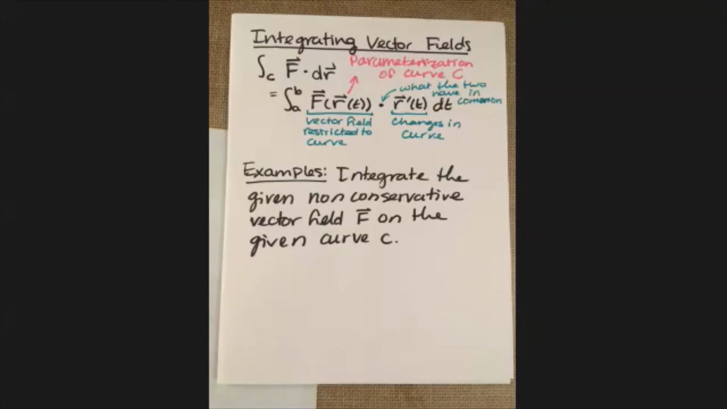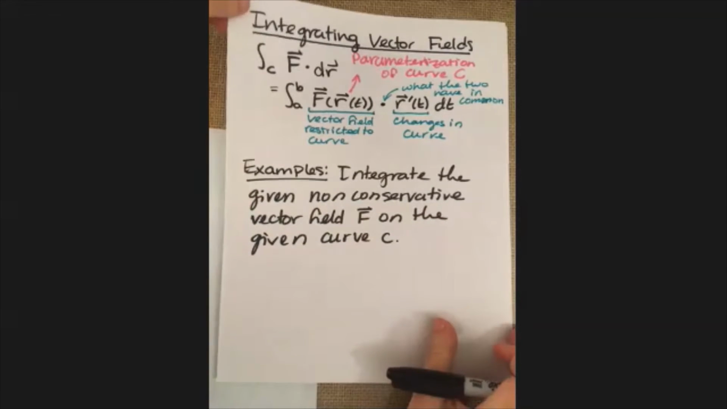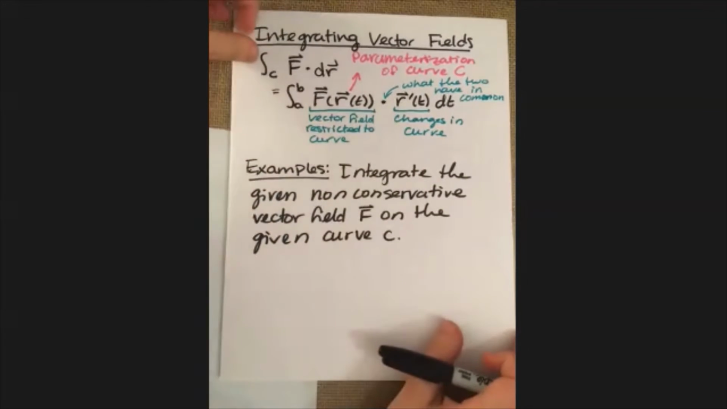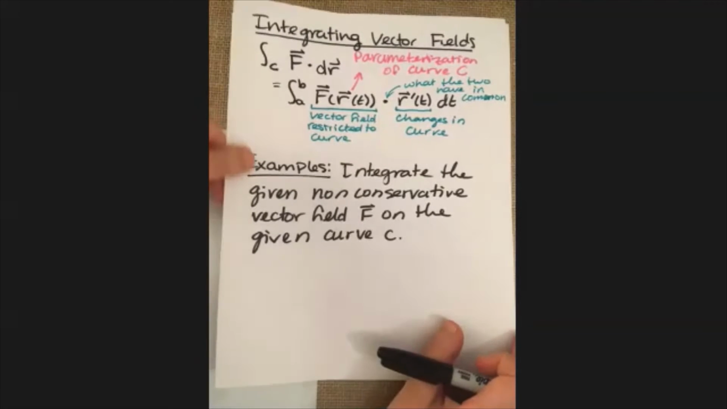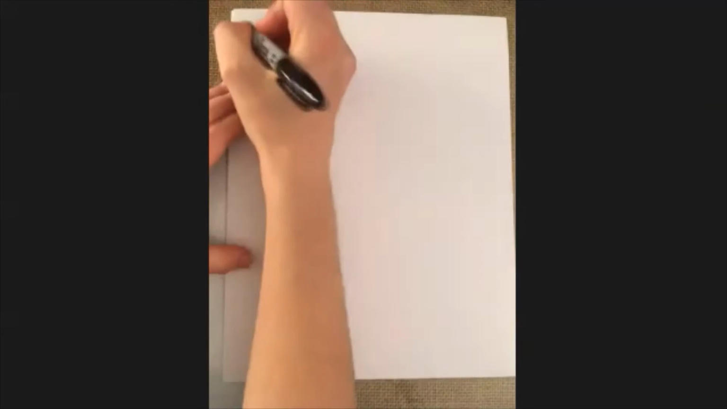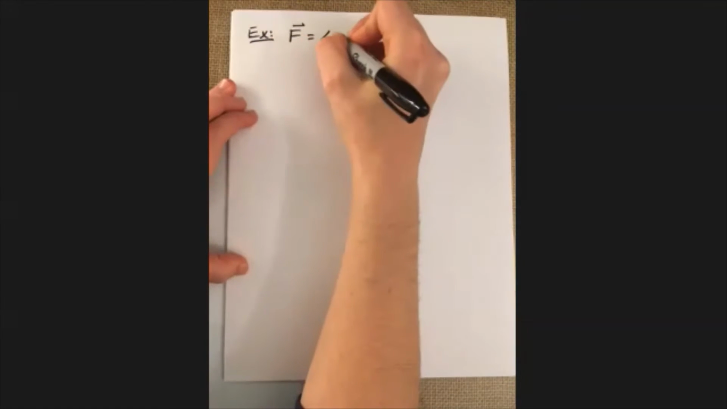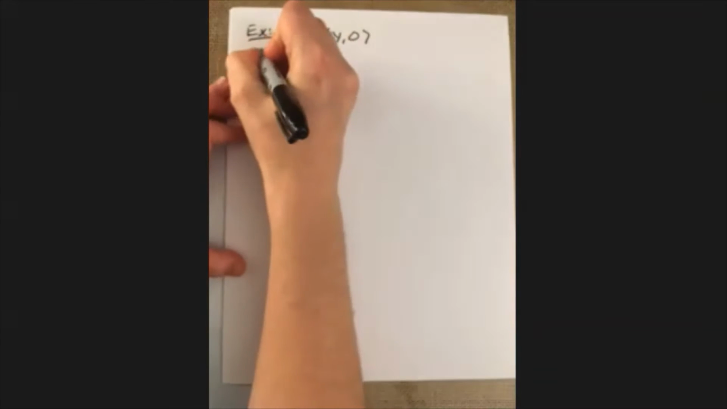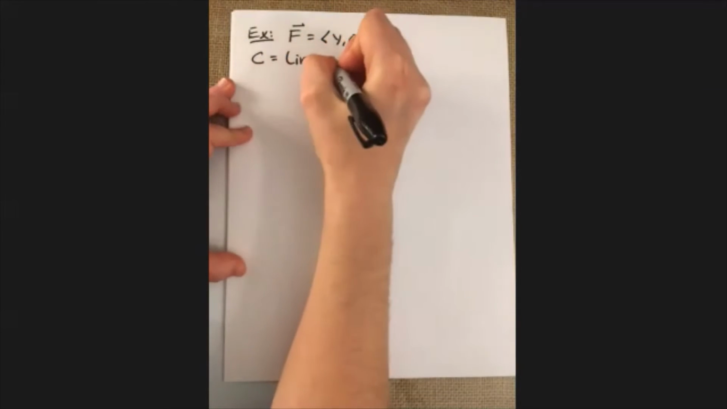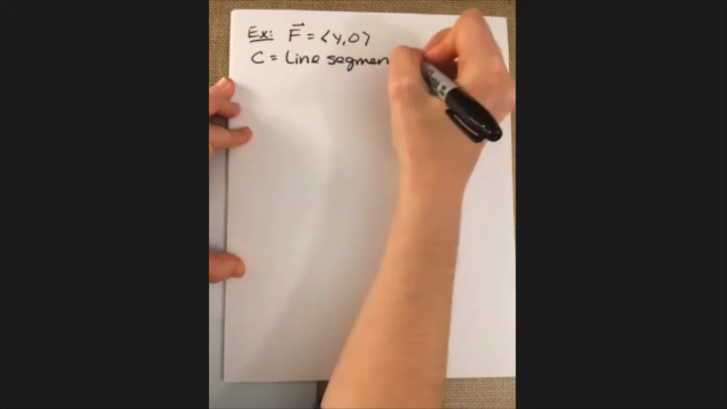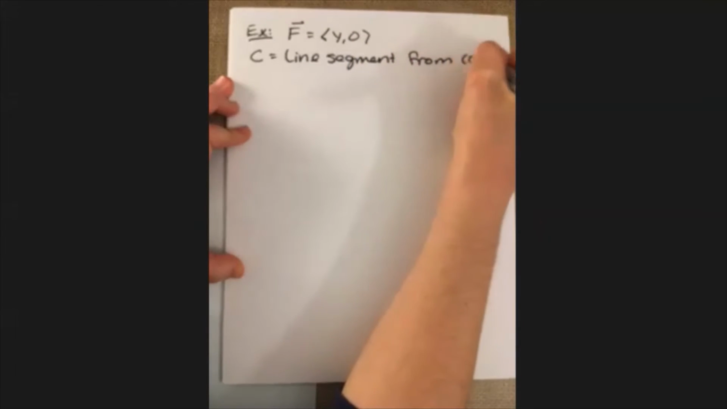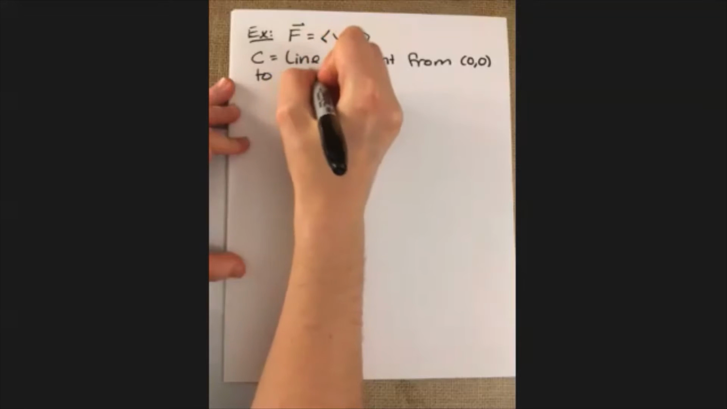But the main idea right now is that conservative vector fields have some really nice properties that we're able to exploit in integrals. So we're going to focus mostly on the tricks for working with non-conservative vector fields in this one, because that's where we get this equation here from. So let's go ahead and jump into those. Our first example is going to be our vector field equal to <y, 0>, and C is going to be our line segment from (0, 0) to (1, 1).